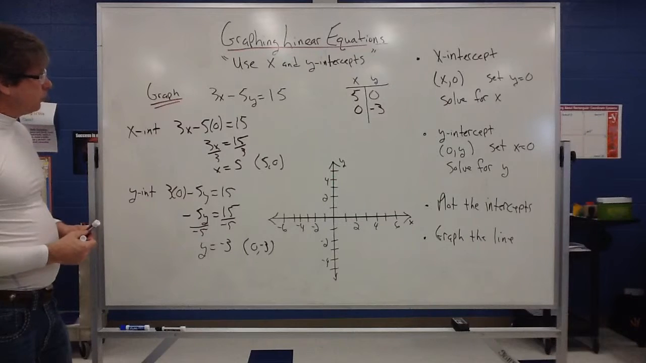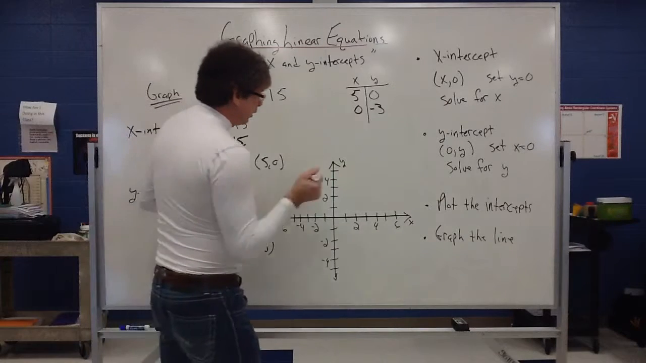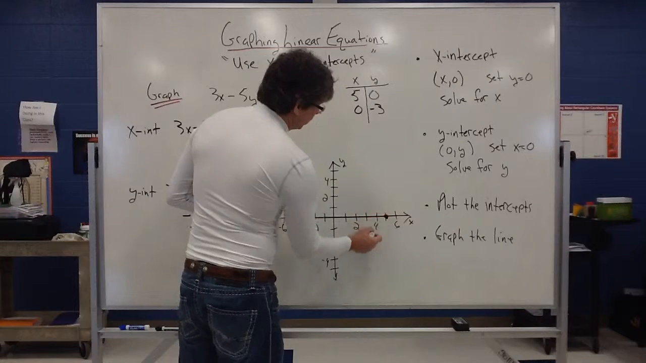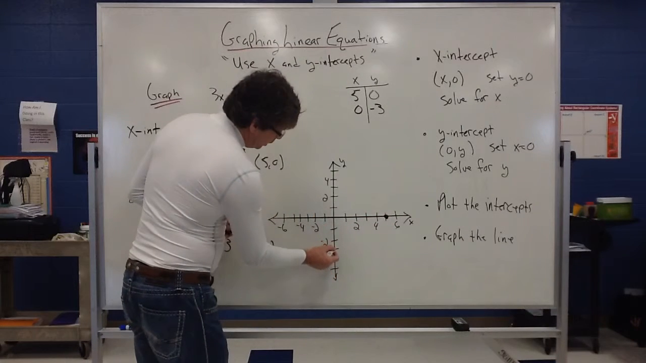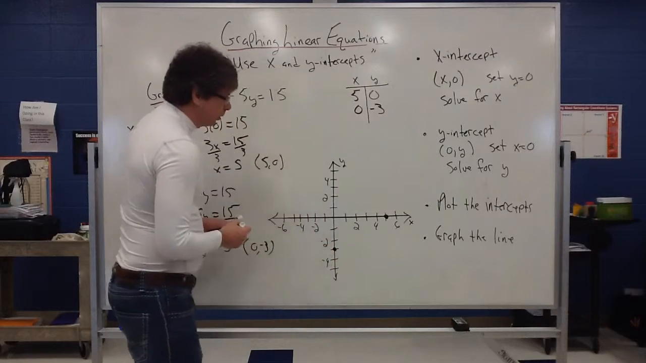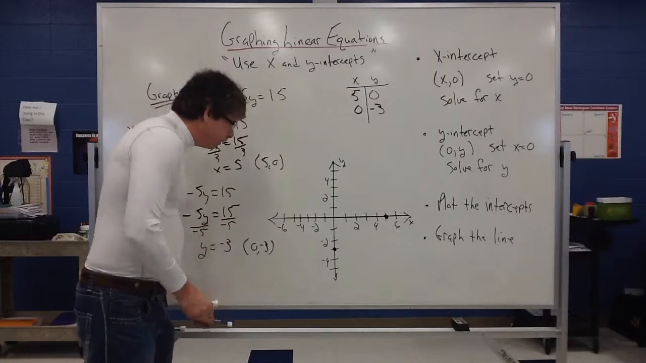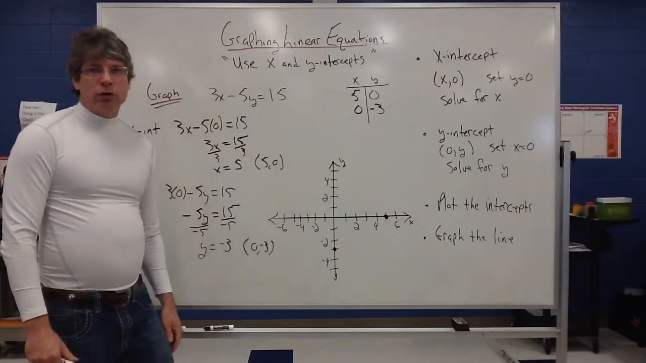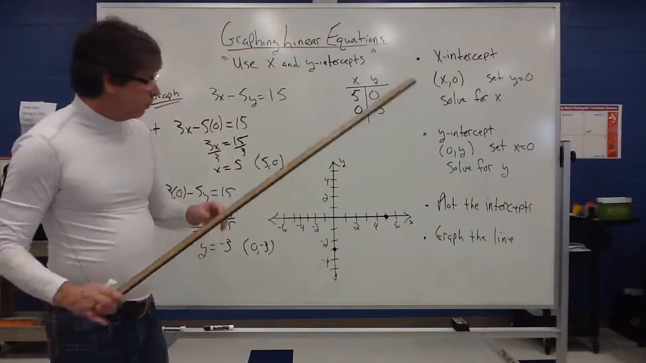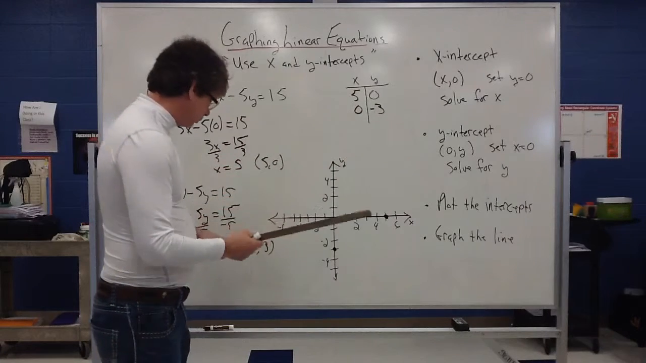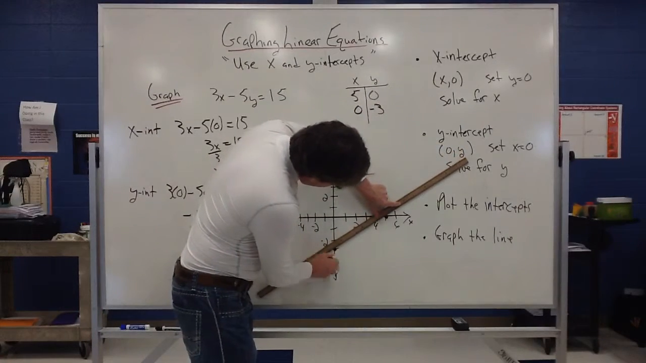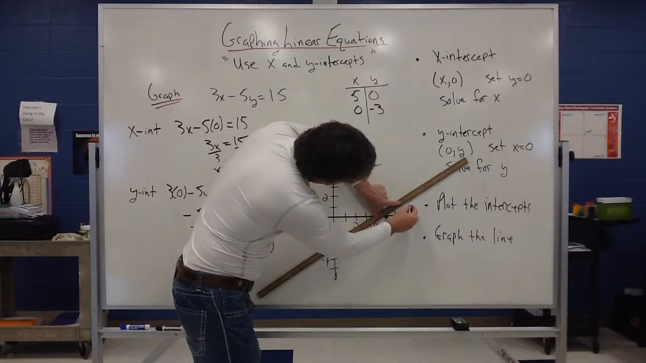So (0, 3) would be considered the y-intercept. So graphing those ordered pairs, (5, 0): 1, 2, 3, 4, 5. Then (0, 3): don't go left or right, just up. And that would be our y-intercept. And to graph our line, we're just going to draw a line through those 2 points. So try to line up these 2 points and draw your line passing through those points.